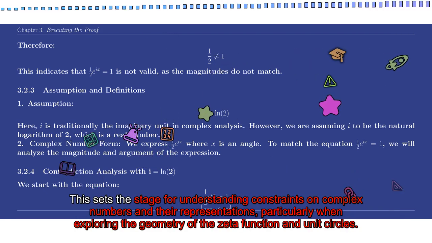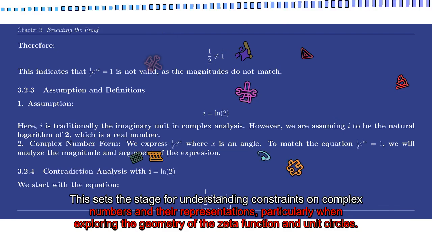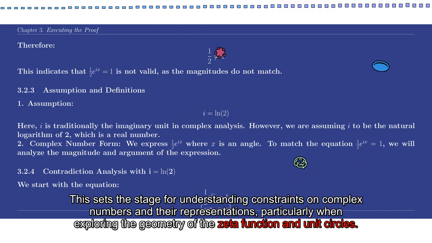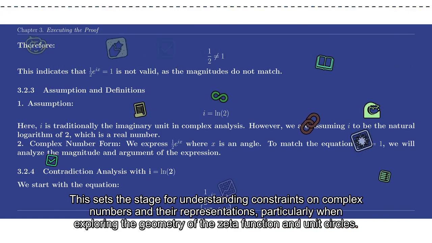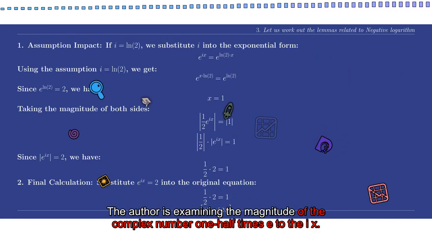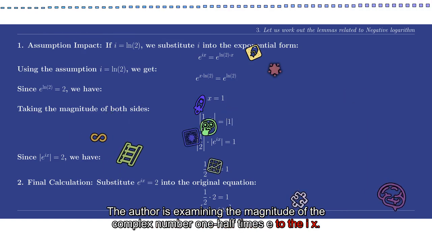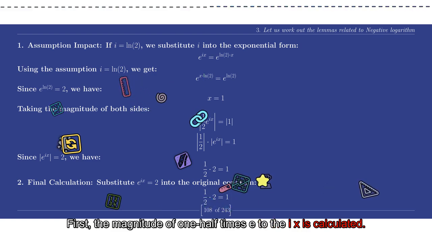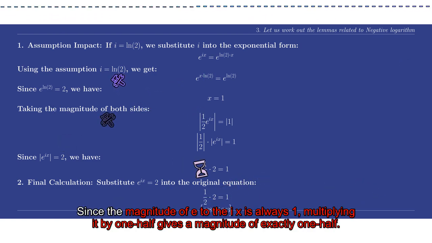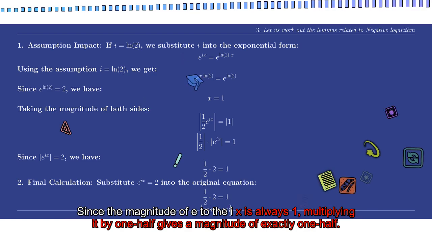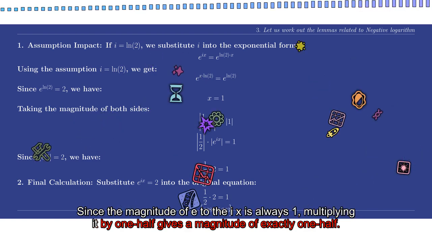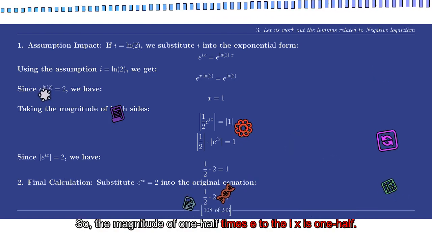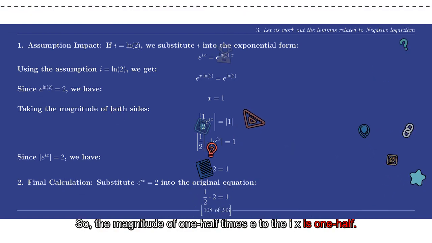This sets the stage for understanding constraints on complex numbers and their representations, particularly when exploring the geometry of the zeta function and unit circles. The author is examining the magnitude of the complex number 1/2 times e to the ix. First, the magnitude of 1/2 times e to the ix is calculated. Since the magnitude of e to the ix is always 1, multiplying it by 1/2 gives a magnitude of exactly 1/2. So, the magnitude of 1/2 times e to the ix is 1/2.